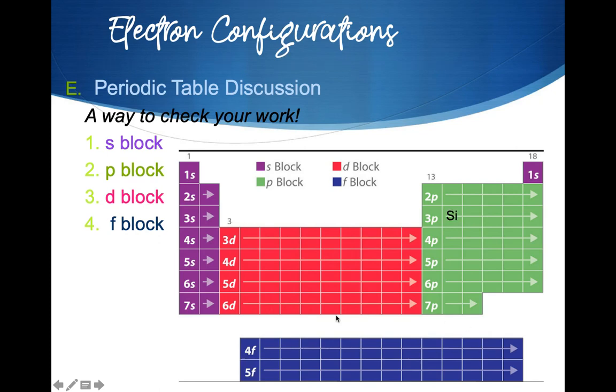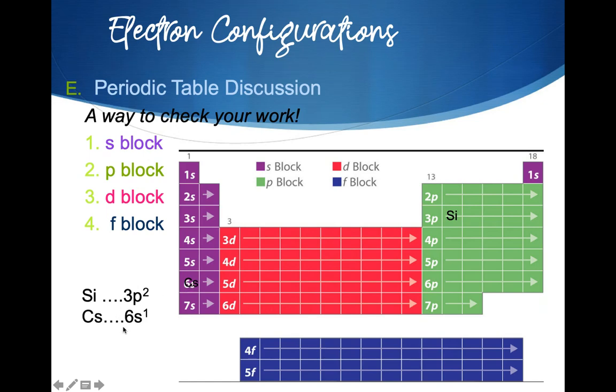So here's how you use it to check your work. Silicon was right here in that previous example we just did, and the last part of silicon ended in 3p2. So P2, meaning the silicon should be in the P block, the second column over. P block, 1, 2, second column over. So it's a way to kind of double check your work. There's a reason that the silicon is located right here and its electron configuration ends in 3p2. And then cesium was the other example, and cesium was right here.